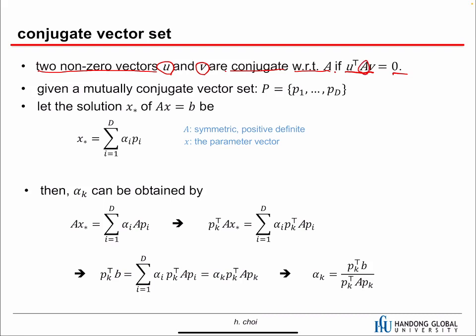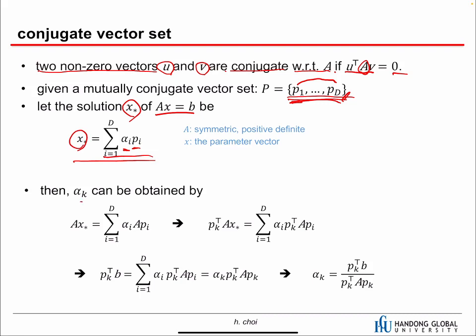And given a mutually conjugate vector set, let the solution of this equation be x star, and x star can be obtained by this one. This is a vector and alpha i is the weight. So any vector can be represented as a weighted sum of these basis vectors, because in d-dimensional space, if we have d conjugate vectors, then these vectors are basis vectors. So this optimal solution can be represented as the weighted sum of these basis vectors.